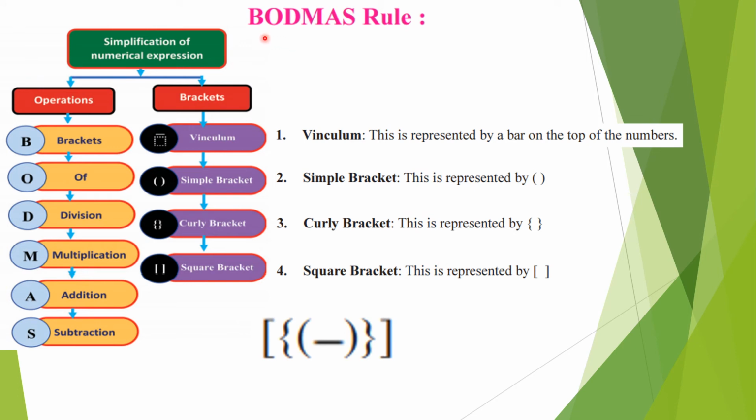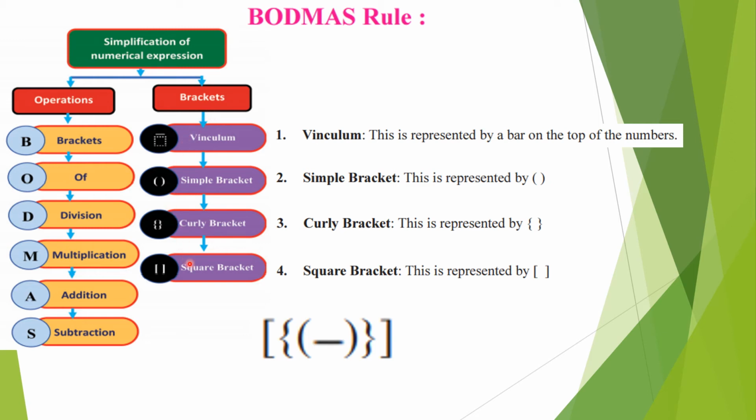Let us see the BODMAS rule. BODMAS rule means B for brackets, O for of, D for division, M for multiplication, A for addition, S for subtraction. So that is brackets of division, multiplication, addition and subtraction. That is the BODMAS rule. Look at this picture, simplification of numerical expression. We use brackets here, and we include both in this BODMAS rule.